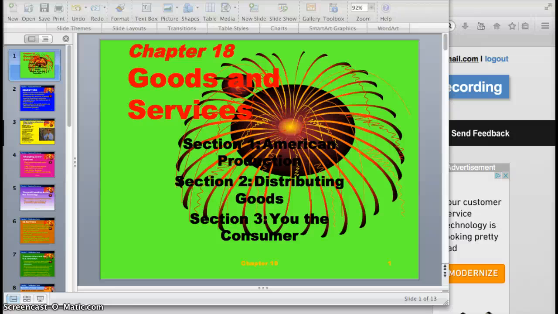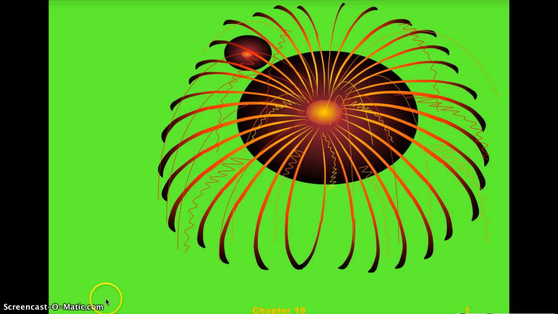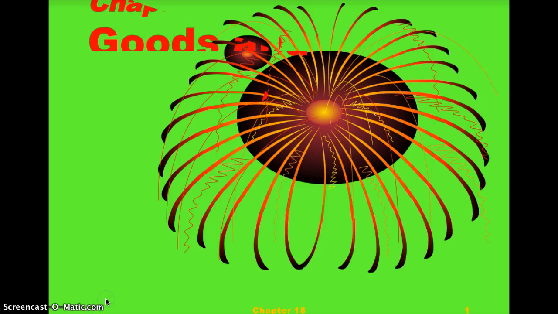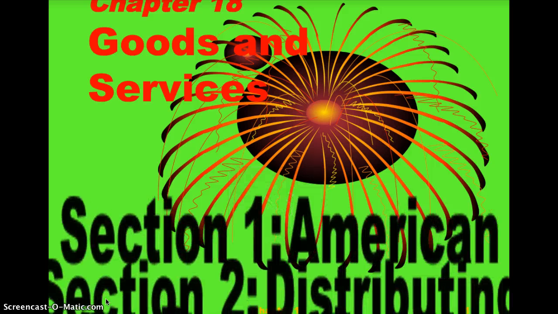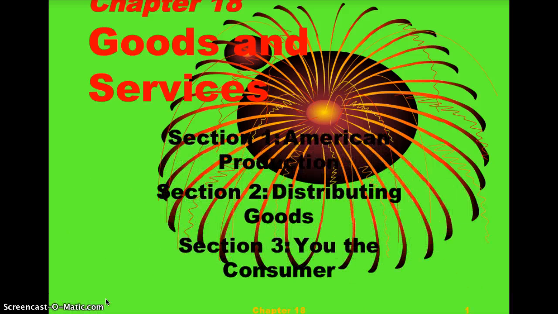Okay, what we're going to do today is start learning about Chapter 18, which is goods and services. There are 3 sections to Chapter 18, everybody, and those sections are American production, distributing goods, and you, the consumer.